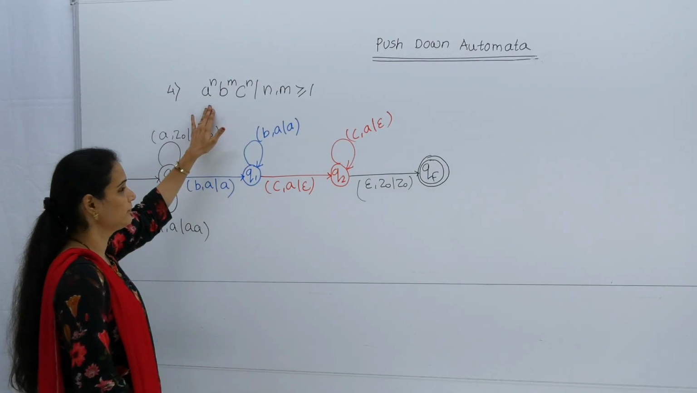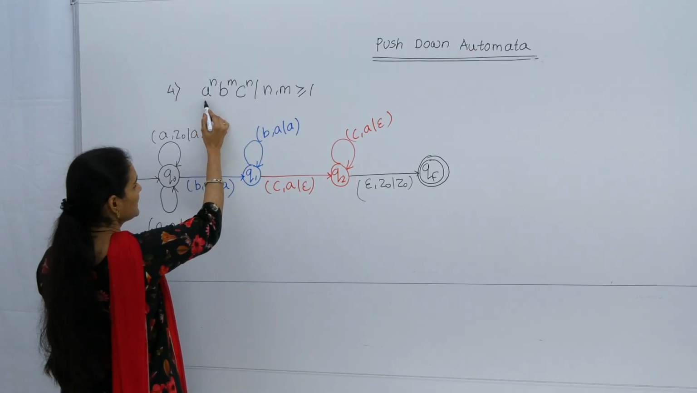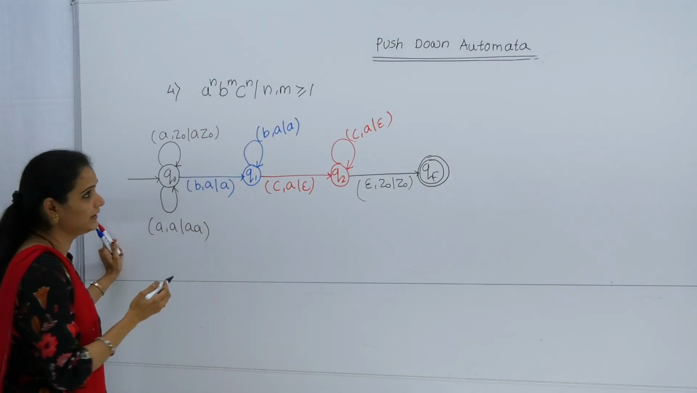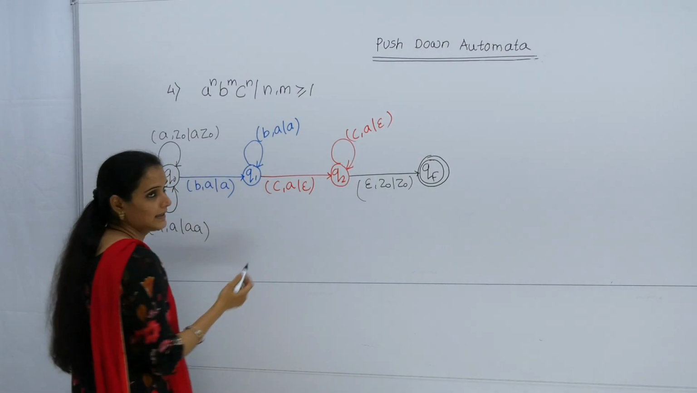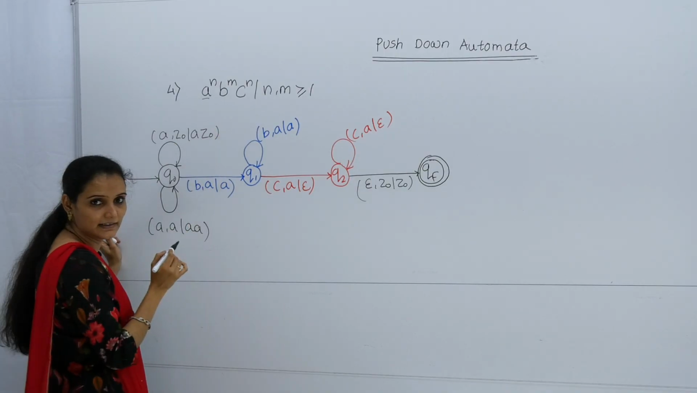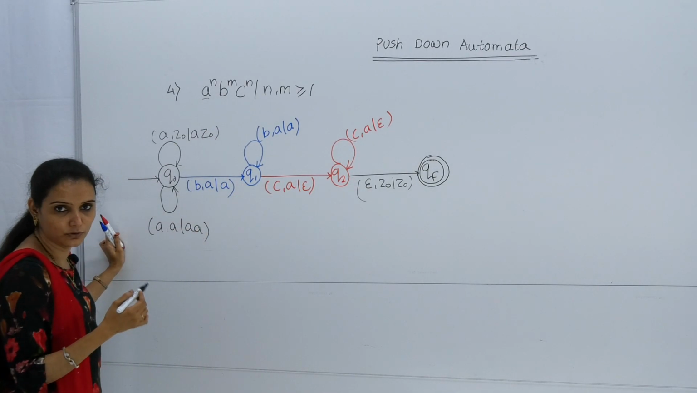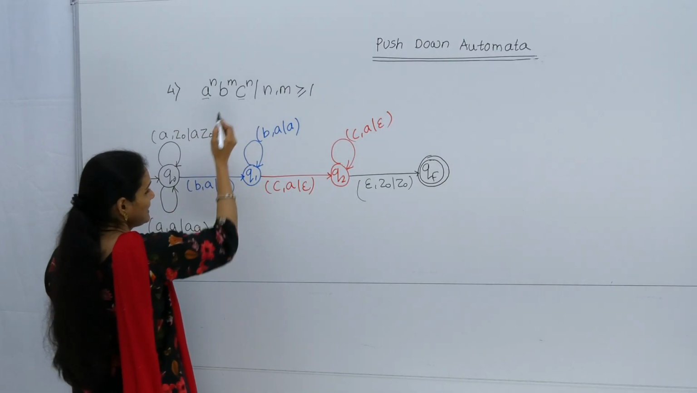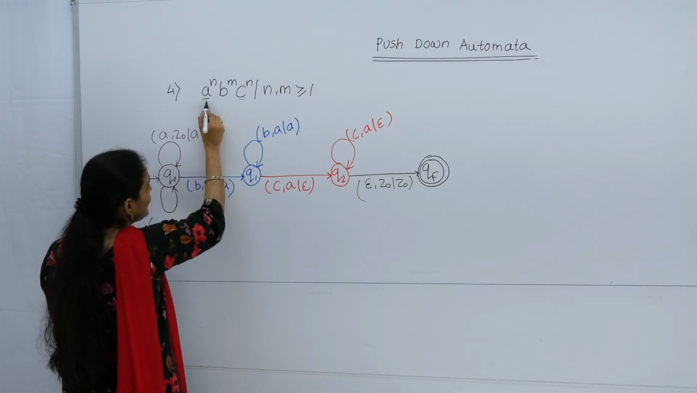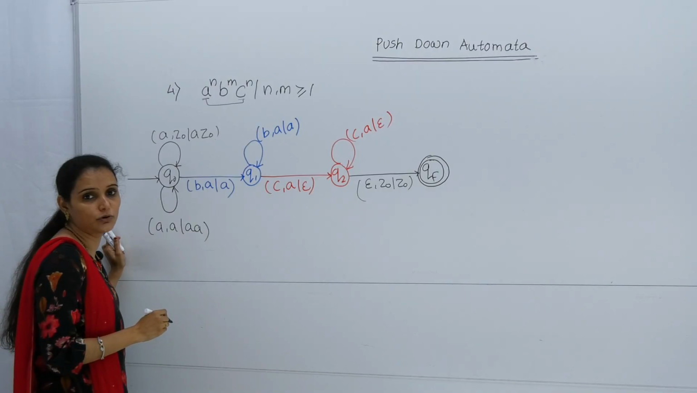Here we are with our fourth example of the pushdown automata. So what is the language? A raised to n, b raised to m, c raised to n, where n and m are greater than or equal to 1. The string starts with a number of A's, after the A's there should be a number of B's, and at the last a number of C's, but the number of A's and the number of C's should be the same. There is no restriction on the number of B's.